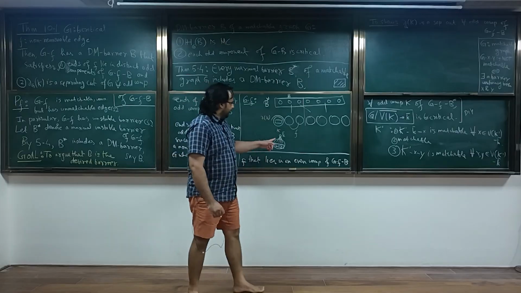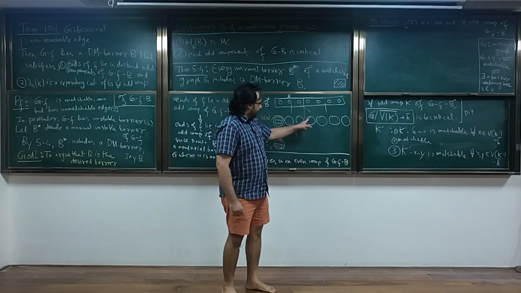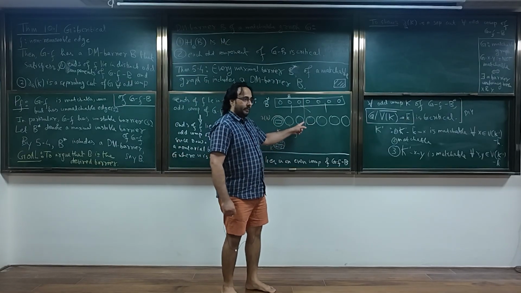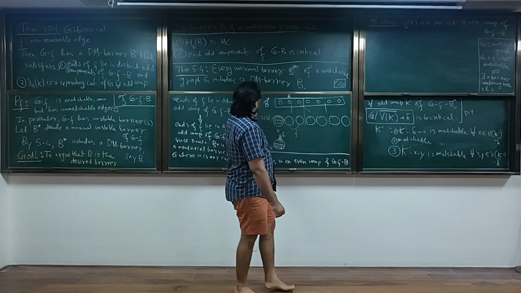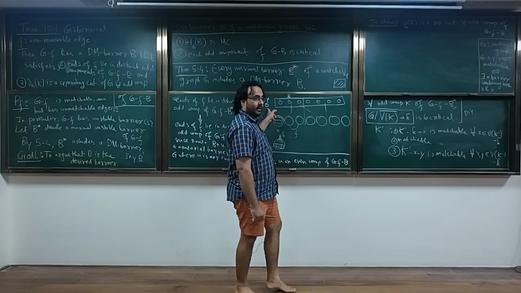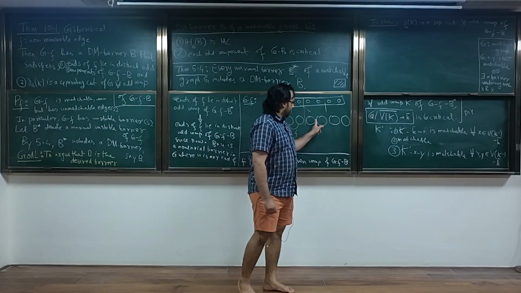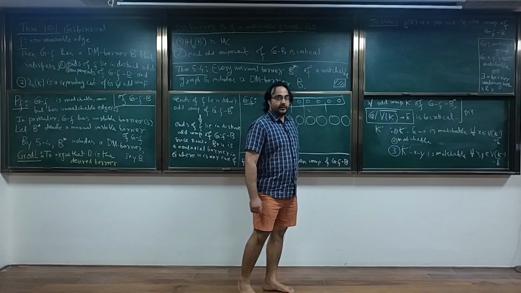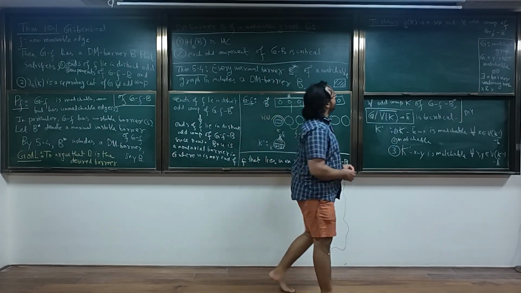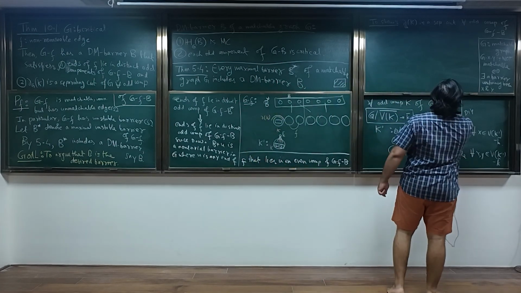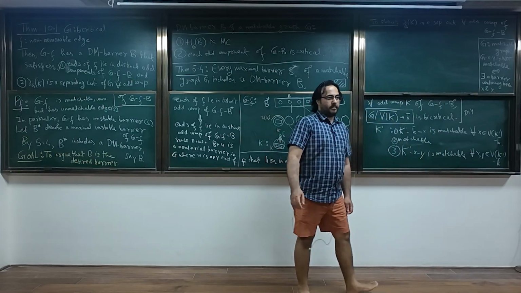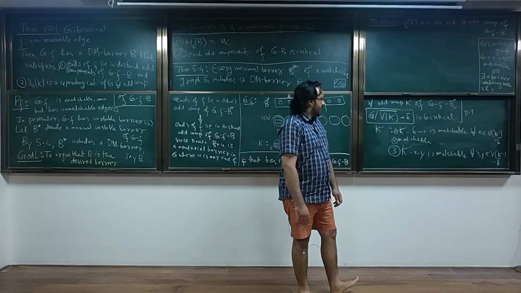In fact, I don't think we use the fact anywhere that this is an odd component on the left side. We could have also taken any odd component of G minus F minus B star, and everything will go through. So this statement actually works for all odd components of G minus F minus B star. I think that's what I wrote here. So this one is fine.